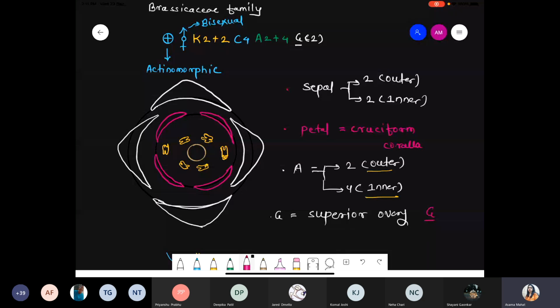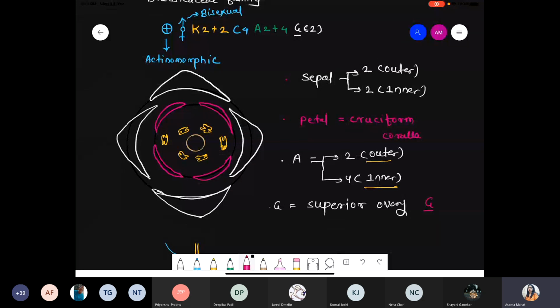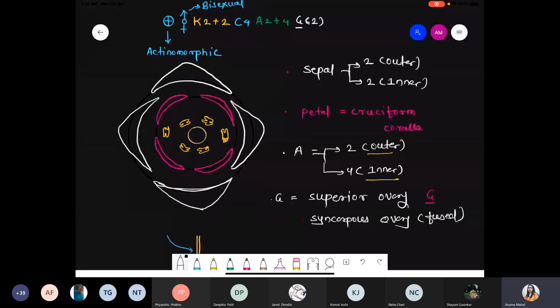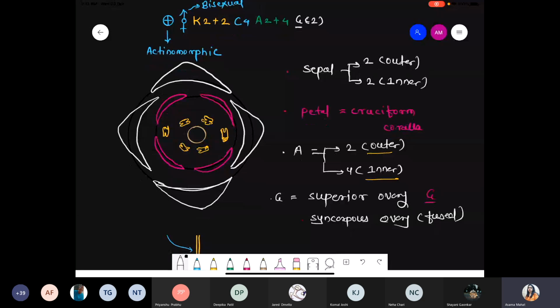Now the bracket represents fusion. Bracket means what? Whatever we are talking about, the ovaries, they are showing fusion. And you know very well, for such type of fusion we simply use the word syncarpous. So these are the syncarpous ovary, that is fused ovary. And how many ovaries? Obviously 2 ovaries are present, right?